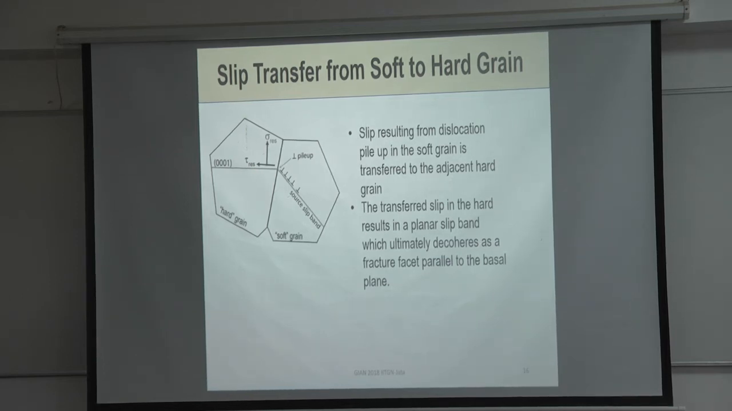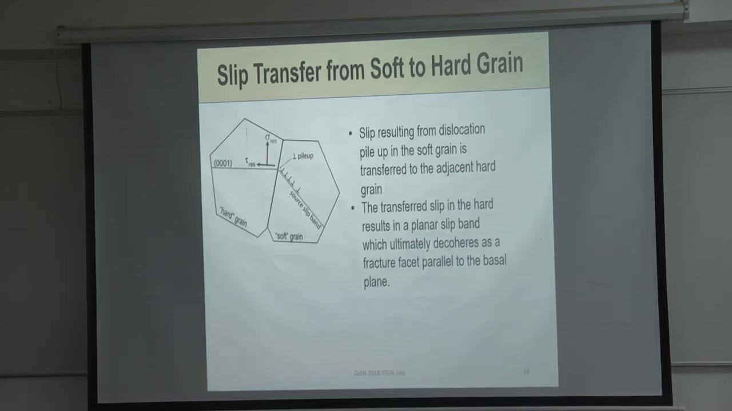So when we do the crystal plasticity models, those are the kind of things we usually answer from the modeling. Will the slip take place, or will the decohesion take place? What are the statistical numbers and all those things? If we have time, I may touch upon it a little bit. Okay. So slip resulting from dislocation pileup in the soft grain is transferred to the adjacent hard grain. The transferred slip in the hard grain results in a planar slip band, which ultimately decoheres as a fracture facet parallel to the basal plane.